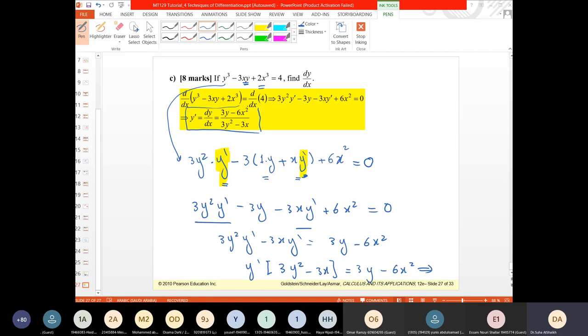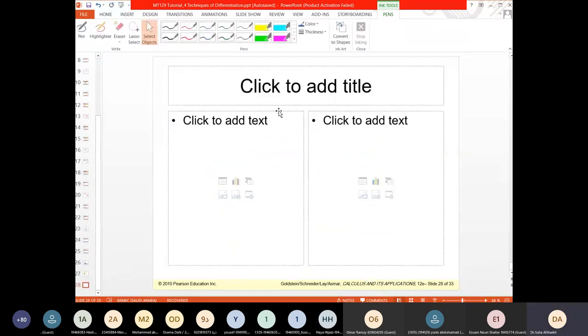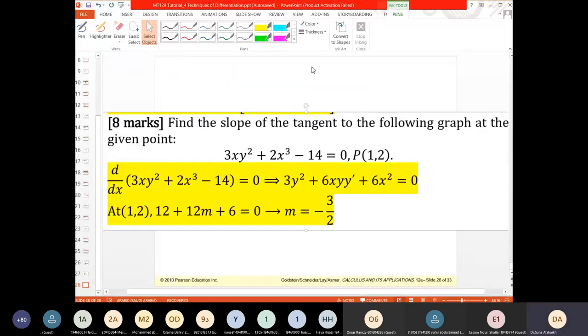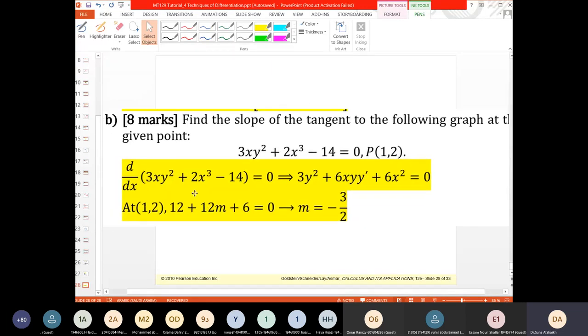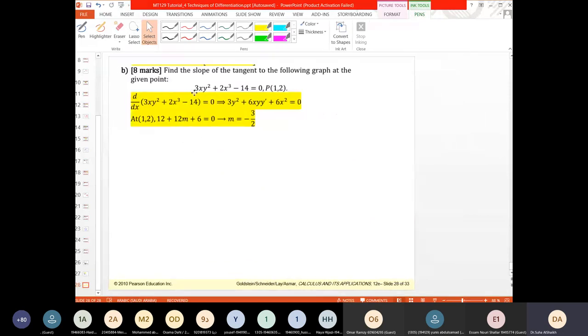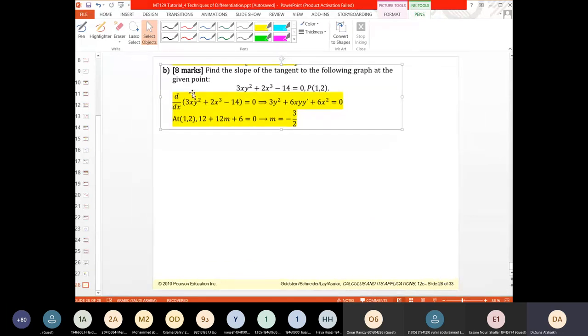Here's one question. Here's one example. شايفين؟ Find me the slope of the tangent line of this function at the point P اللي هي 1 and 2.